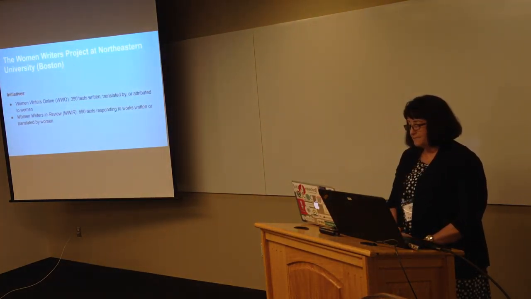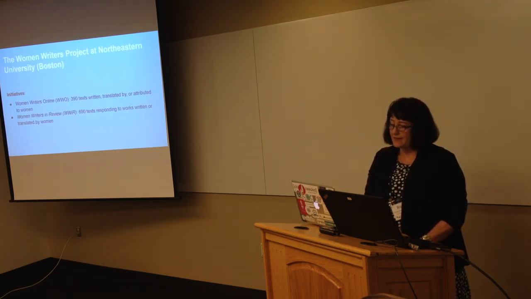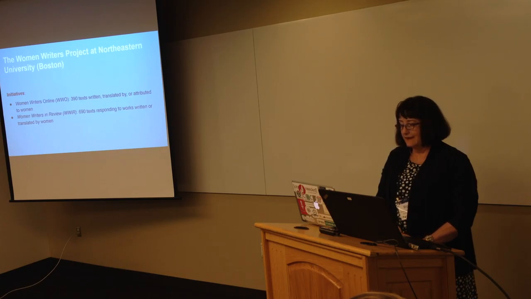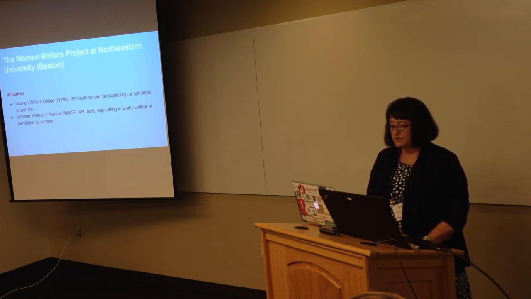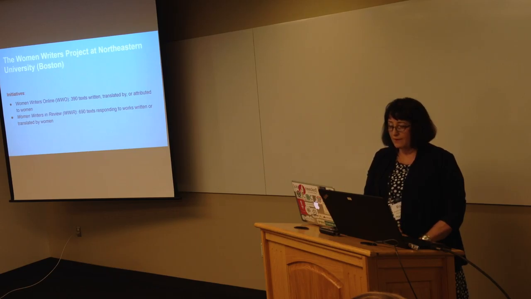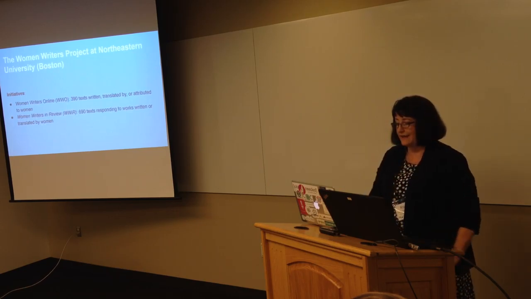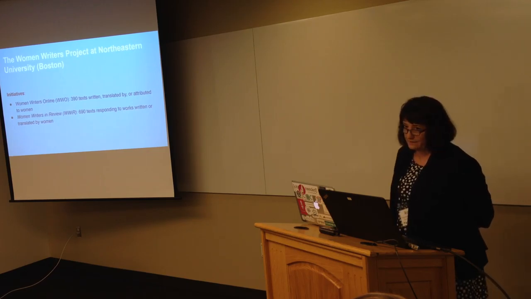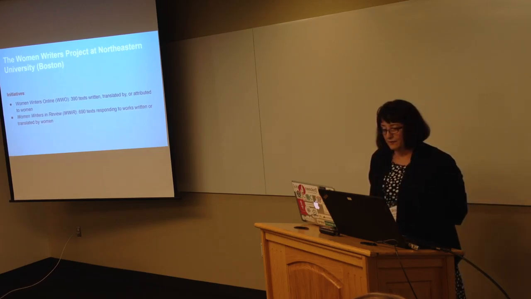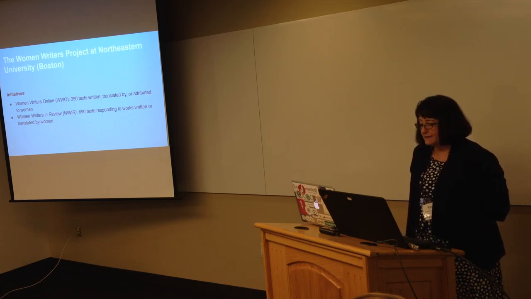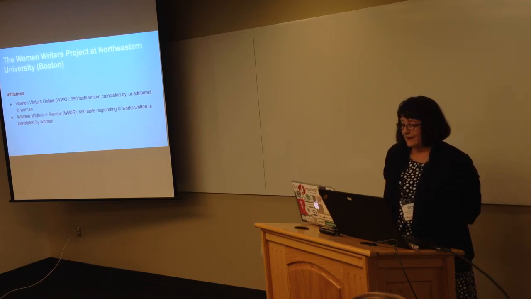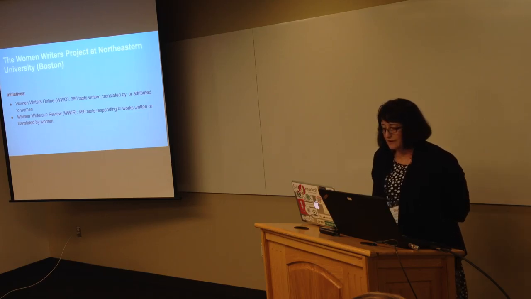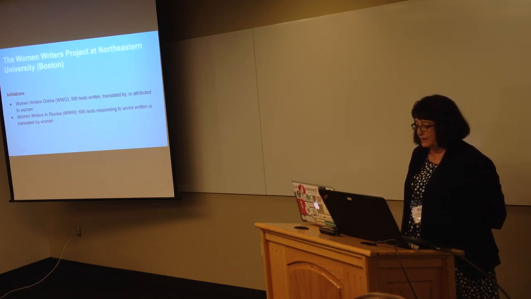Women Writers Online is all about the 390 English language texts that are written, translated, or attributed to women, published between 1526 and 1850. It is TEI encoded and published through the Women Writers Online interface. Whereas Women Writers in Review includes 690 English language texts responding to works written or translated by women, including literary and theatrical reviews, publication notices, and textual extracts. These were published between 1770 and 1830. They are TEI encoded and published through the Women Writers in Review interface.